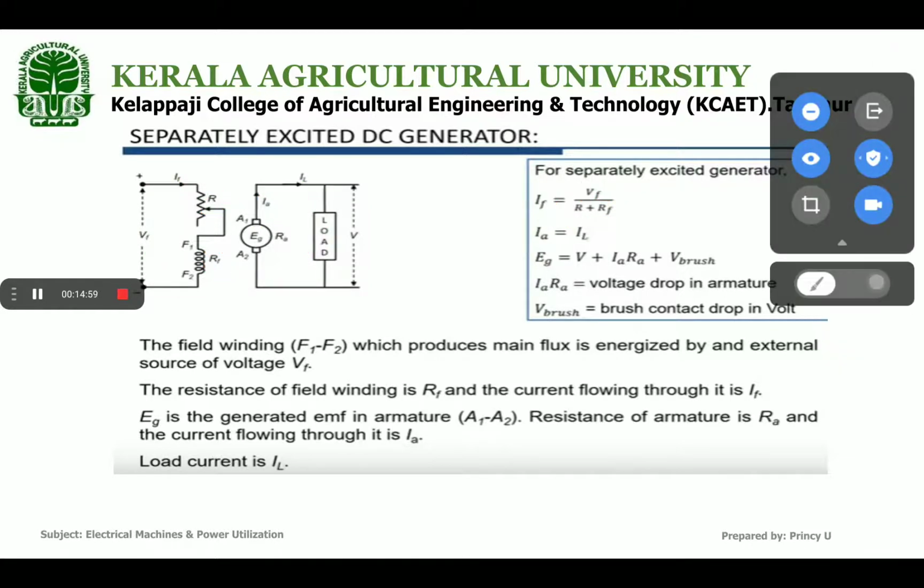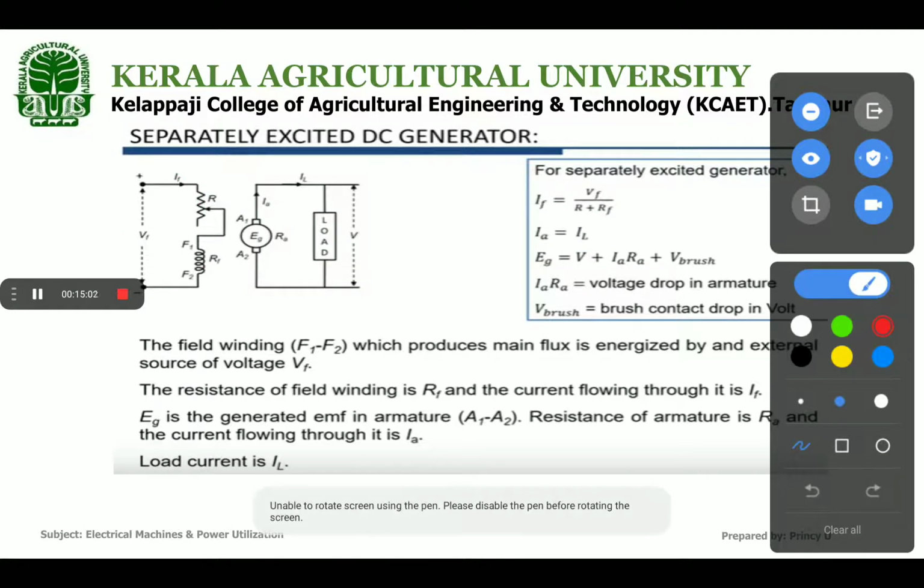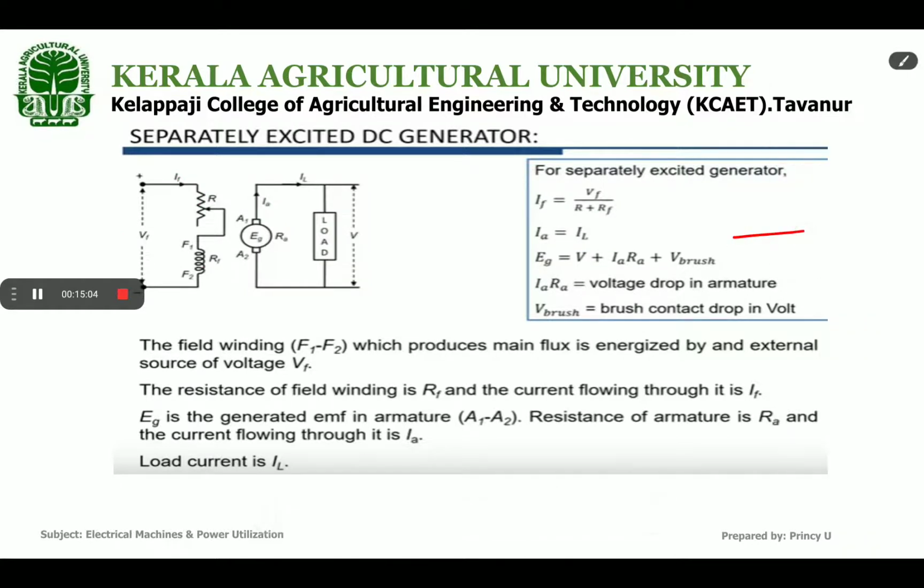Now we have already studied the EMF equation. Eg is equal to φZNP by 60A. That is the EMF equation. Sometimes we don't know what the flux or speed is, so at that time we can find out the generated EMF by this equation.